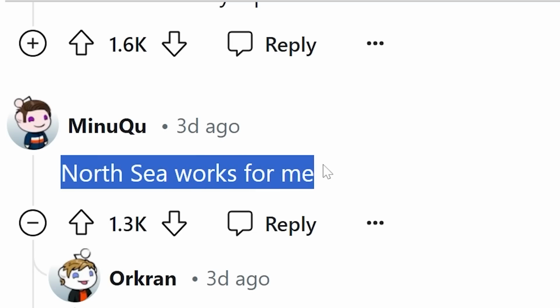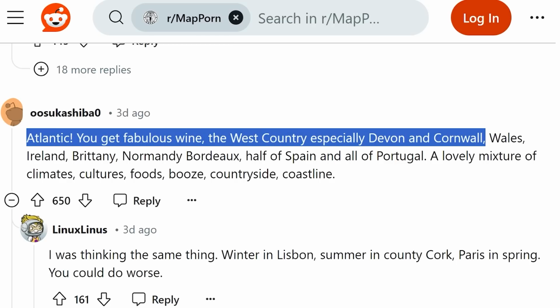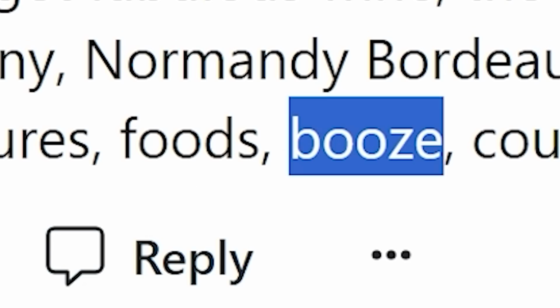North Sea works for me, but with Atlantic, you get fabulous wine, the West Country, especially Devon, Cornwall, Wales, Ireland, half of Spain. Lovely mixture of food and booze. You could probably make this into a mod and turn it into a game. See who would win out.